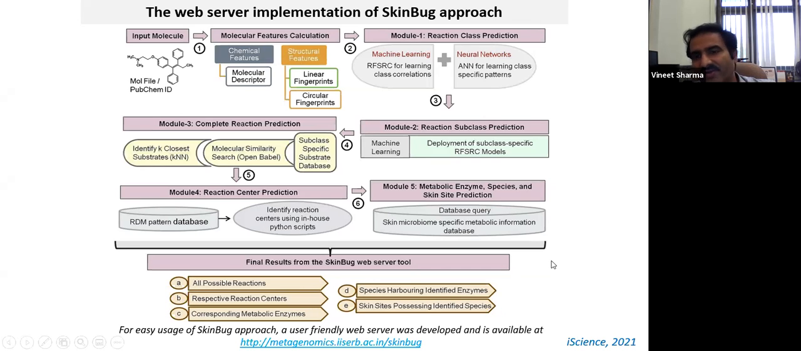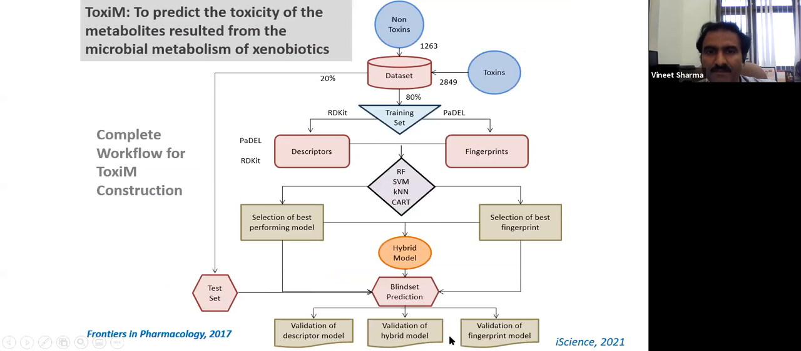And then we also constructed the metabolic enzyme, species and skin site databases to complement this information. And we could predict all possible reactions, reaction centers, enzymes and microbes which can potentially metabolize anything that we apply on the skin or use on the skin or are exposed to during our daily lives. And this is available at metagenomics.icb.ac.in/Skinbug.